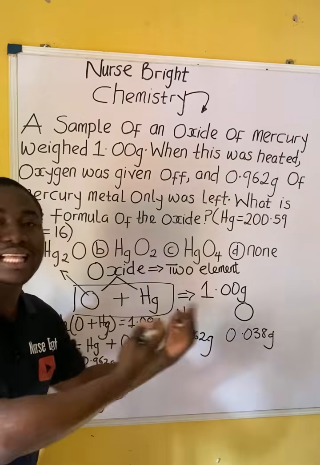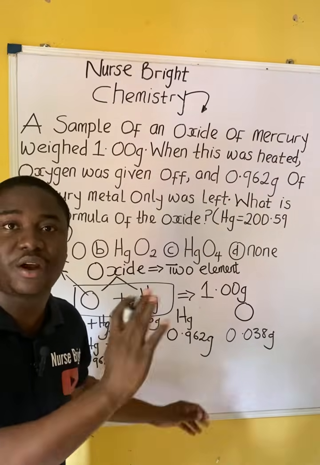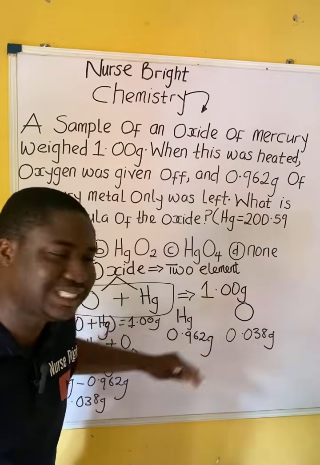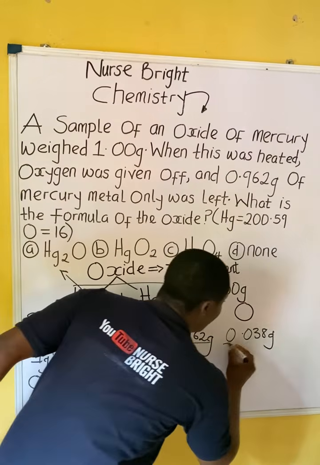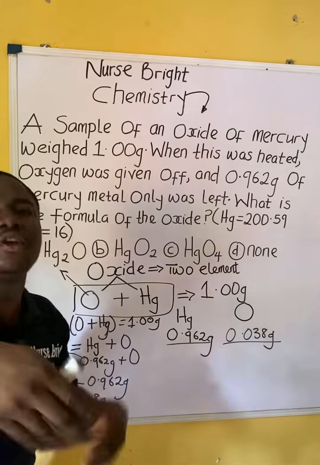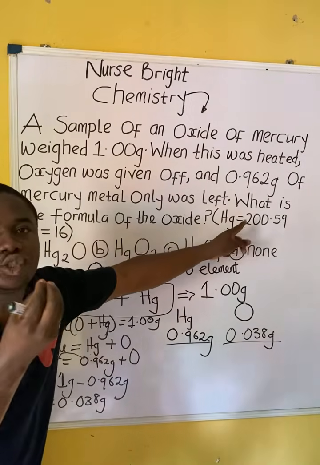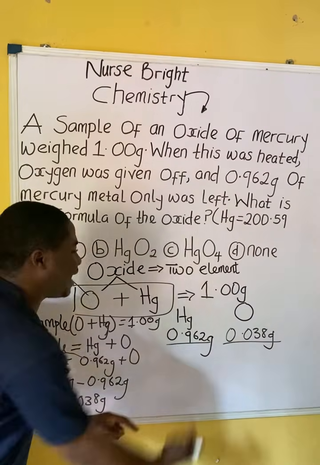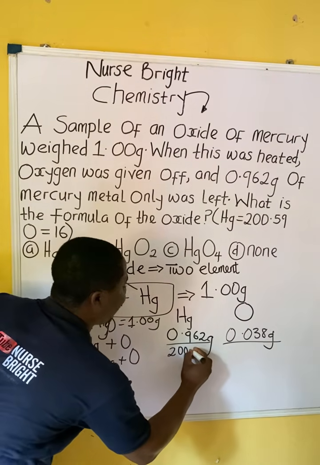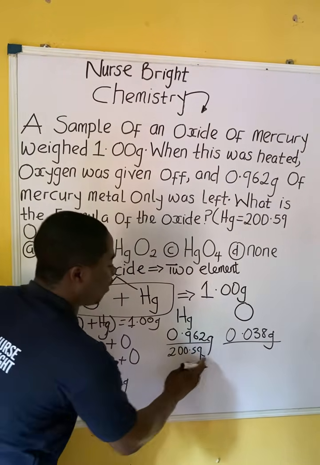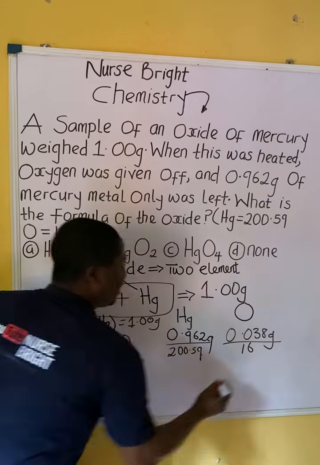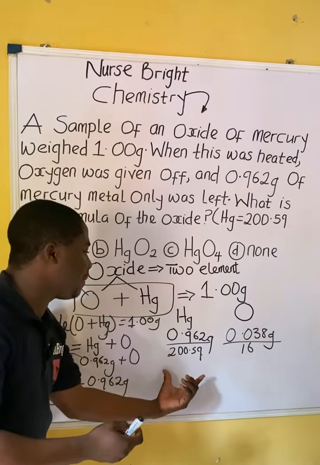So you can see, let's now start to calculate the empirical formula. To do this is very easy. The next step, after writing out the masses of the elements under each element, is to divide both of them by their atomic masses. Most of the time, they'll give you the atomic masses of the elements in the question. Under mercury, divide by the atomic mass. The atomic mass is 200.59. All right, that's the atomic mass. For oxygen, the atomic mass is 16. So you divide by the atomic mass to get the value.